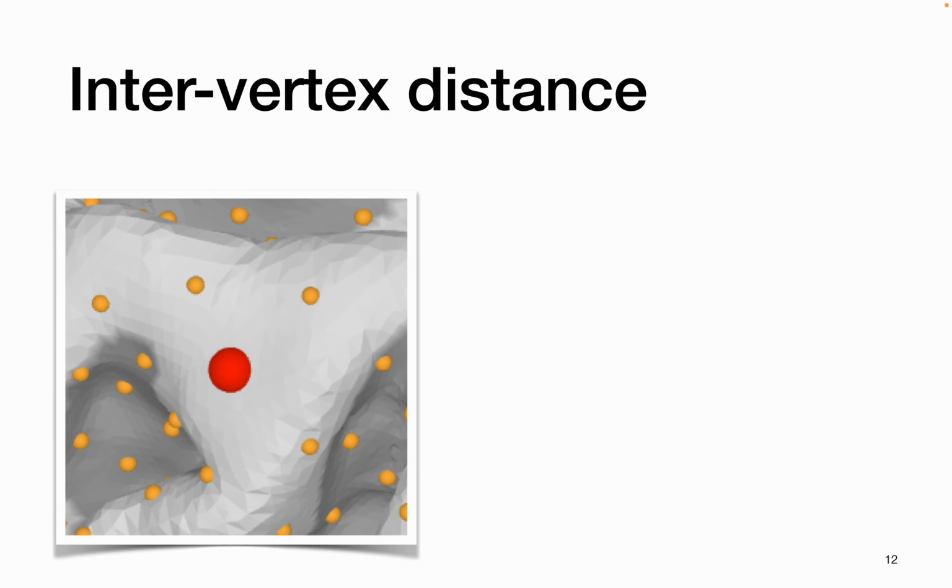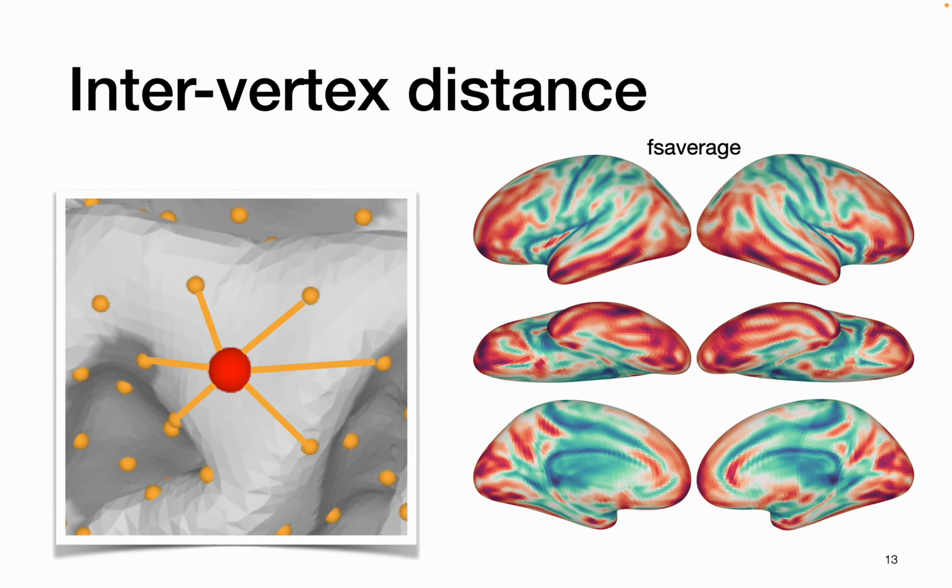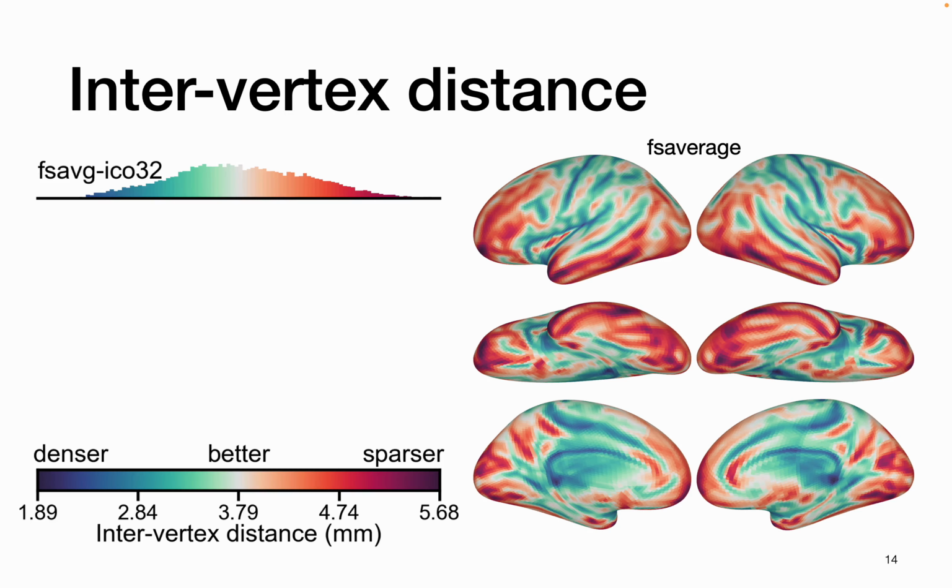To quantify this, we computed the intervertex distance, which is the average distance between a cortical vertex and its neighbors. And this is the distribution of intervertex distance based on the fsaverage template. In this figure, the red color means that the intervertex distance is large and the region is sparsely sampled. And the blue color means that the intervertex distance is small and the region is densely sampled.